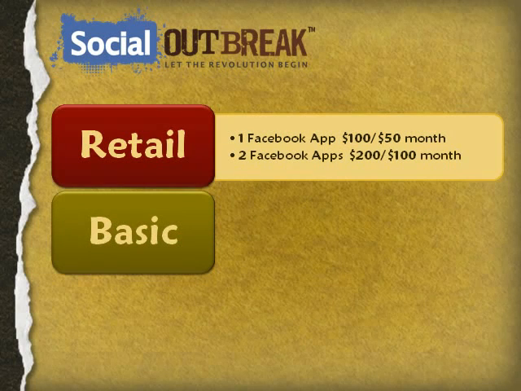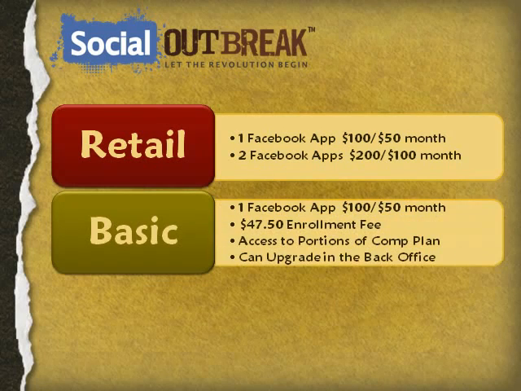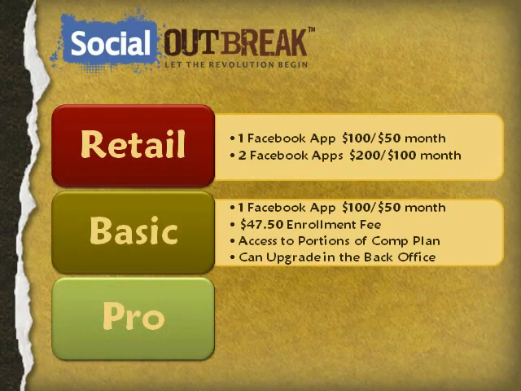The next level of participation is to come in as a basic IBO or independent business operator, a distributor if you will, in Social Outbreak. A basic IBO purchases 1 Facebook application download for $100 and then pays $50 a month auto pay. They pay a one-time $47.50 enrollment fee to set up their account, get their pay card, set up their replicated site, etc. A basic IBO has access to portions of the compensation plan, and of course they can upgrade in their own back office at any point to the 3rd level of participation, which is a Pro IBO level.